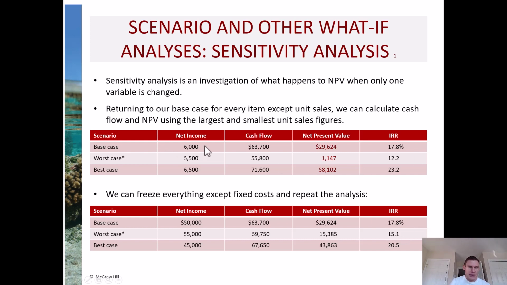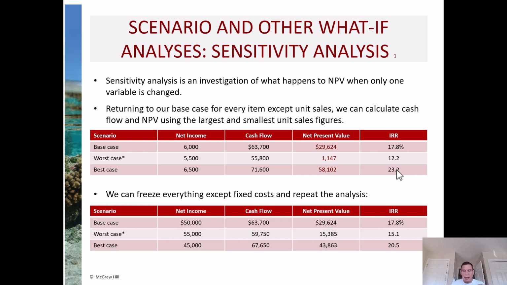So as you can see here, we've got net income for the base case of 6,000. But again, the worst case was 55. Best case scenario was 65. And then we've got the cash flow that would be coming in. We've got our NPVs from before, and then we've got the internal rate of return numbers listed out.